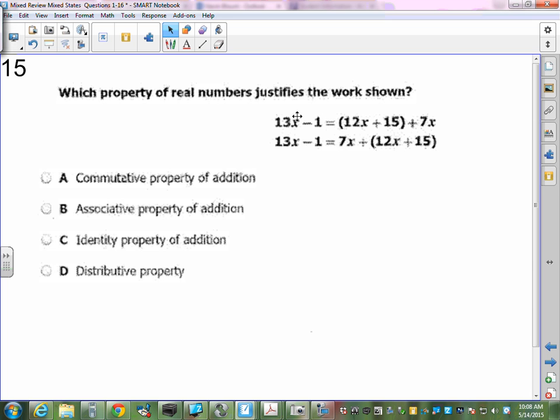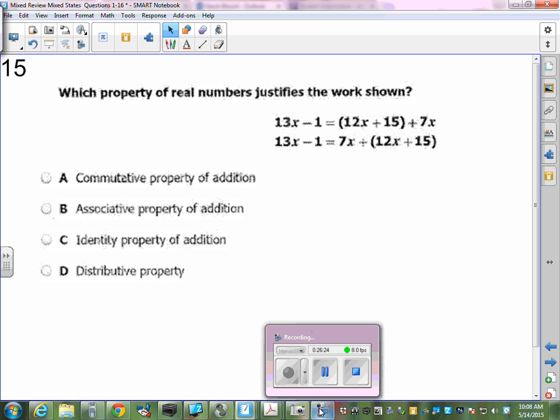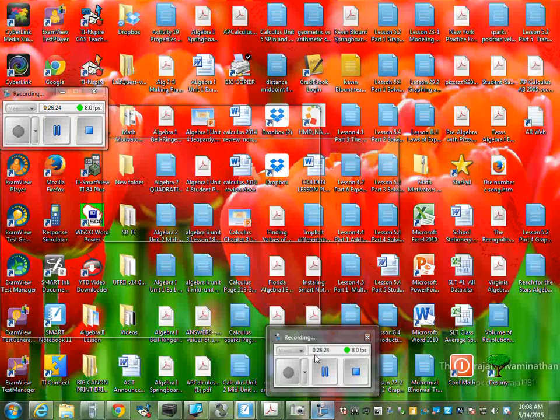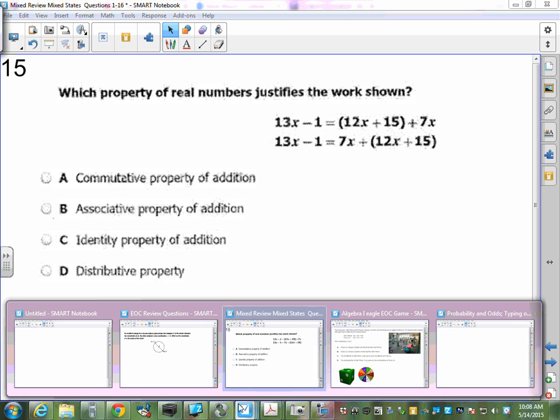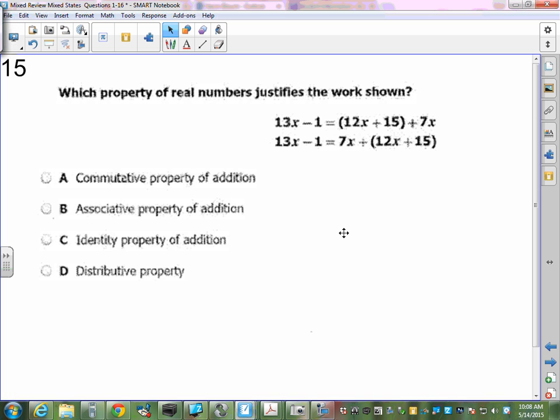Okay, first of all, we see step 1. You've got this situation, and basically what's the difference between step 1 and step 2? What did they change? They changed the order. It was this first, then that, now they switched the order. Which of these properties is about changing order? Commutative, associative, identity, or distributive?